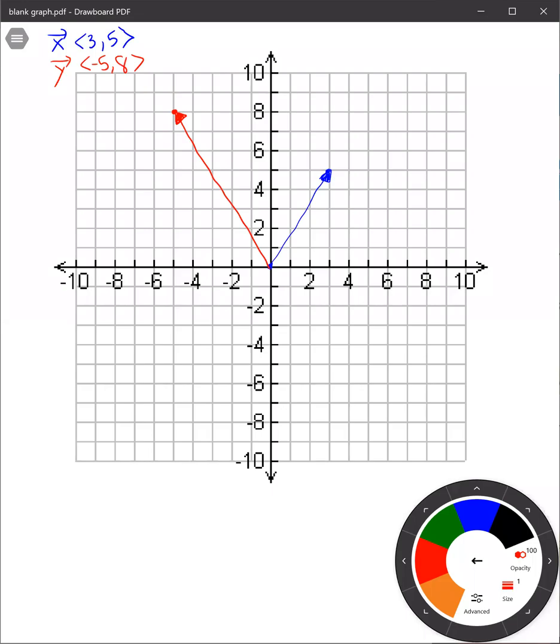So we just make up two vectors, vector x and vector y. And if you use graph paper, you can get the vector x plus vector y right away from the graph. So if we do vector x plus vector y, then the resultant vector will be from the initial point here to here.